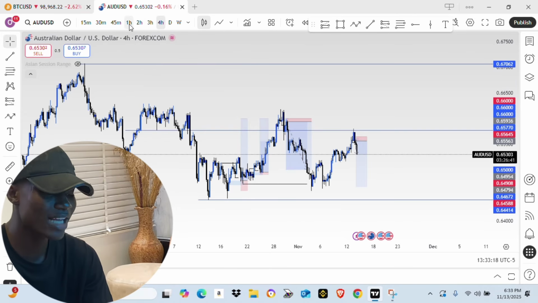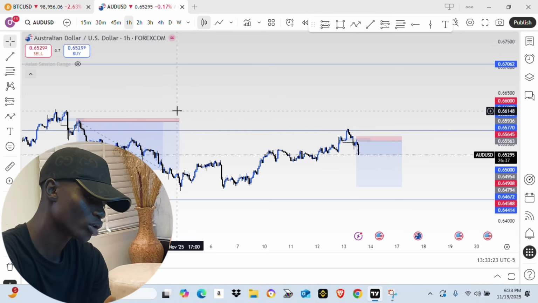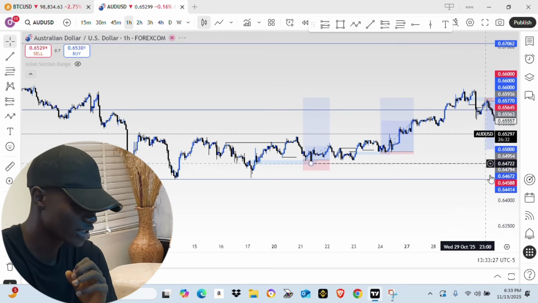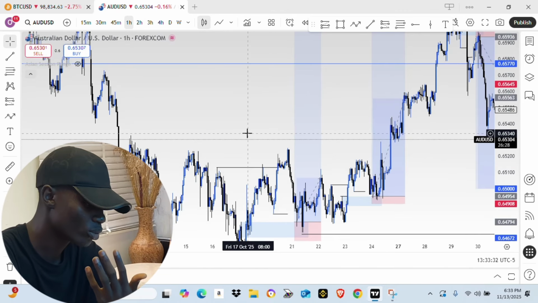So let me show you guys how I was possibly able to get a trade from this, and I was able to cash out 2 straight wins on this particular day. Let me show you exactly what I did. So now going to the lower time frame, like the 1 hour time frame.